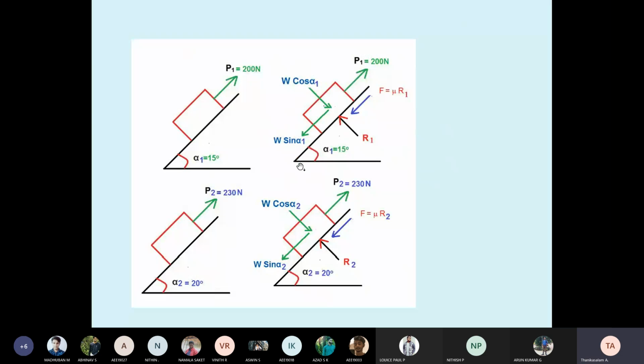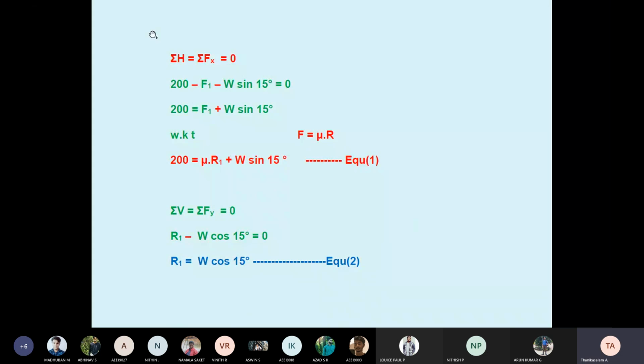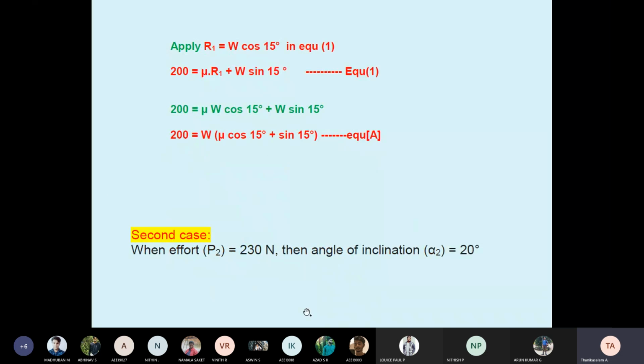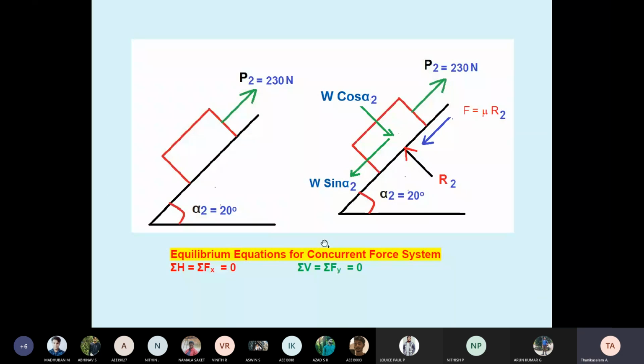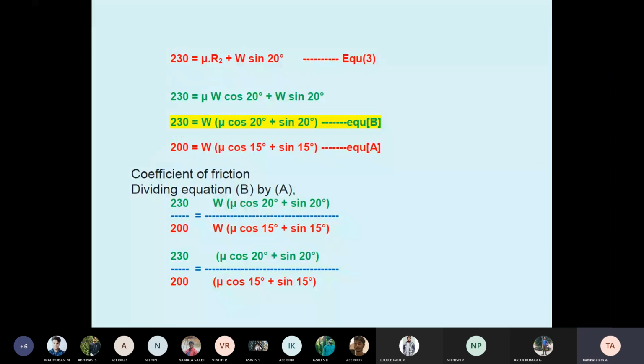The body is moving upward, as I mentioned. The friction is downward. The same condition here also: body moving upward, but 230 Newton, friction downward. So case 1 you resolve and apply this. For summation H equals 0, summation V equals 0, apply everything and you will get equation A. Similarly, case 2 gives equation B.